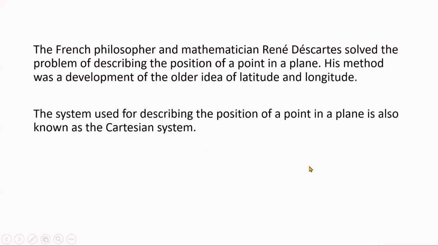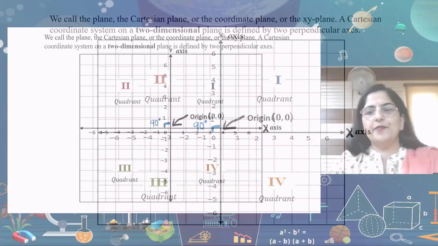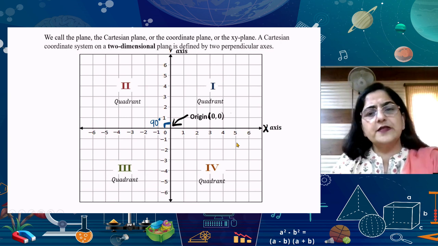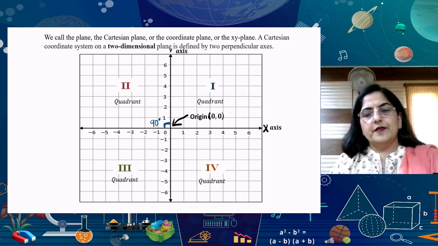So this is how the Cartesian plane was developed. Keeping all this in mind, the Cartesian plane was developed by a very famous French mathematician called Descartes. So this is our Cartesian plane.